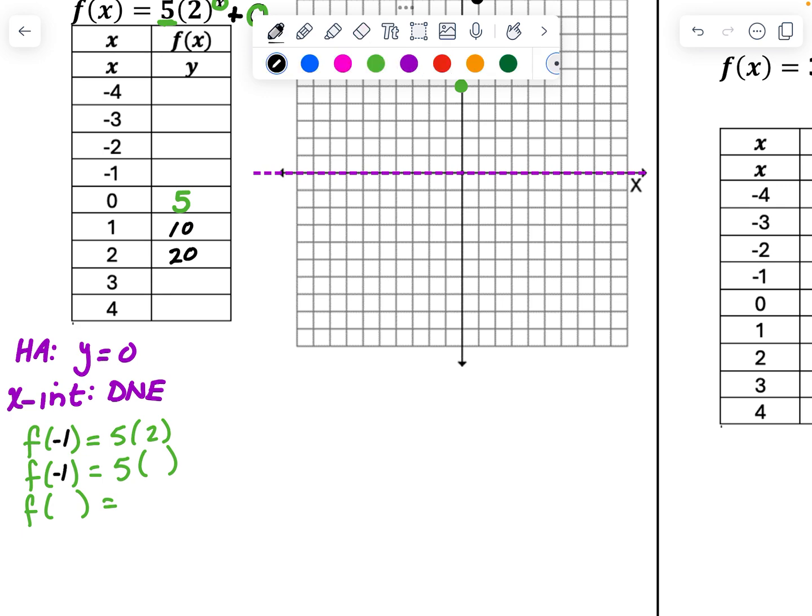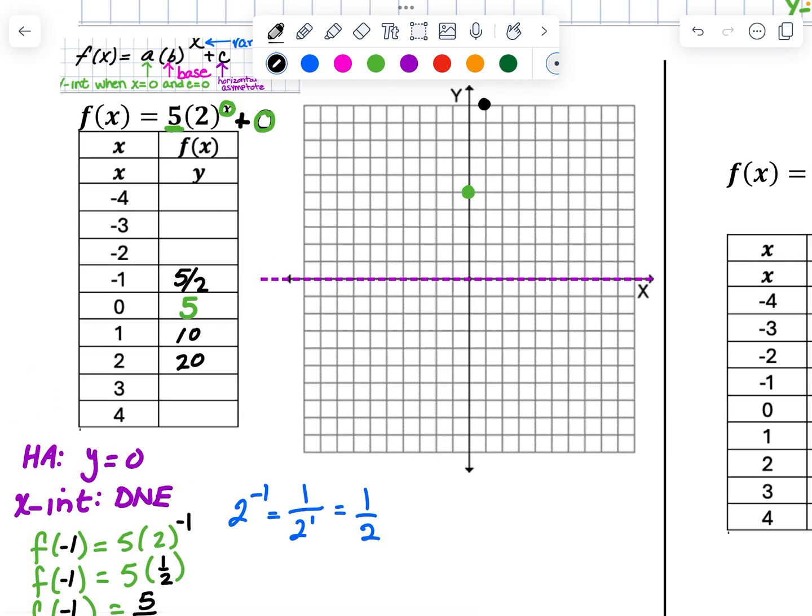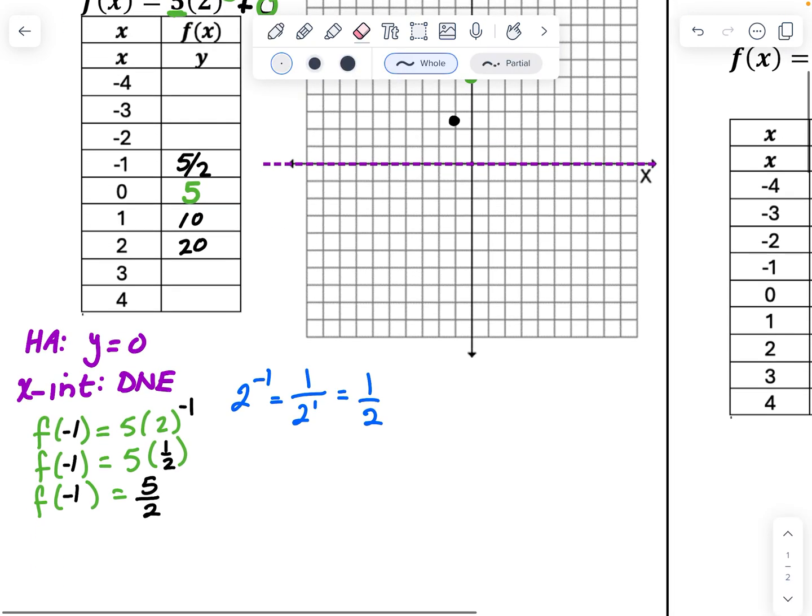So if we allow x to be negative 1, if we put negative 1 in here, then we're going to remember back to our Algebra 1, and our Algebra 1 said that if we had 2 to the negative first power, that's the same as 1 over 2 to the first power, which is 1/2. So 2 to the negative first power is the number 1/2, and 5 times the number 1/2 is 5 halves. So that's the point (-1, 5/2), and (-1, 5/2) is (-1, 2.5), which would be right there.